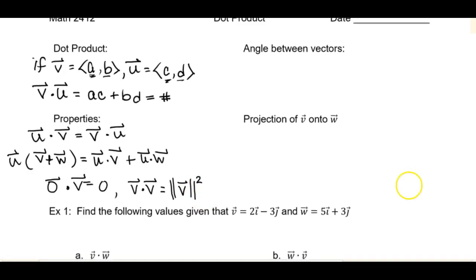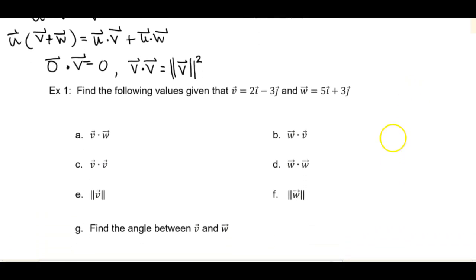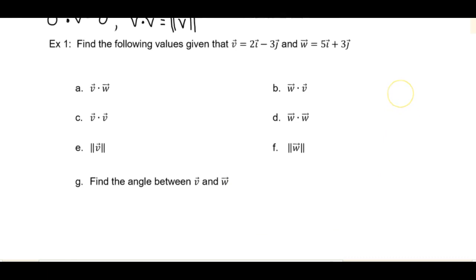So let's go ahead and do example number 1 using our dot product. The very first thing I'm going to do is rewrite vector v as 2, -3, just so that it's easier to see how we're going to apply the dot product. And we're going to let vector w equal 5, 3. You should be able to do A through F on your own, so you might want to pause the video here.